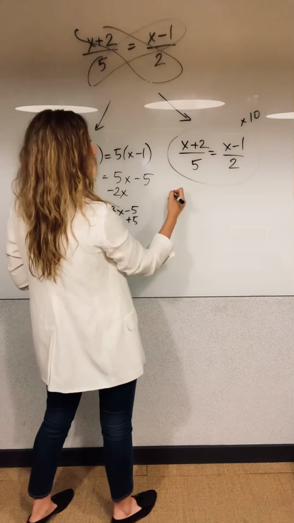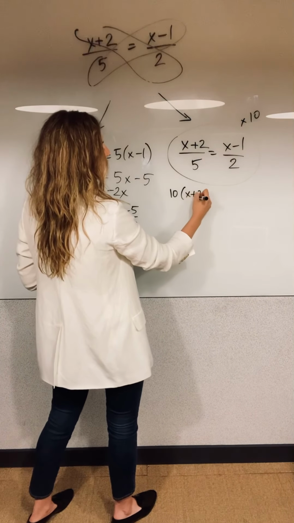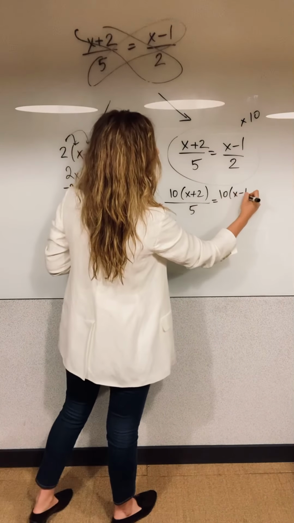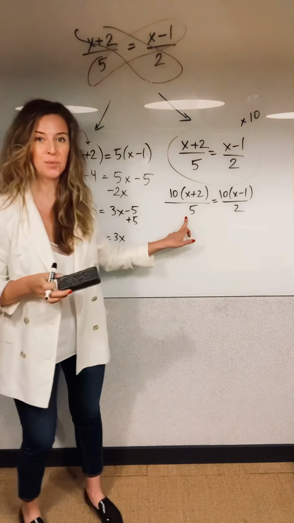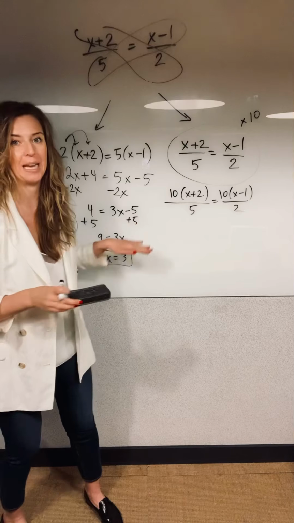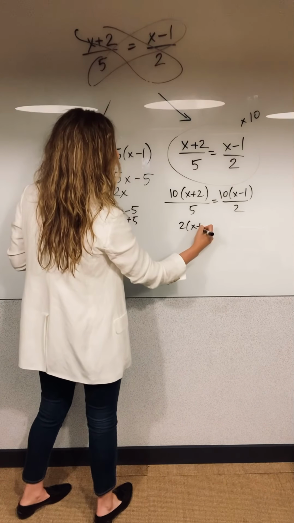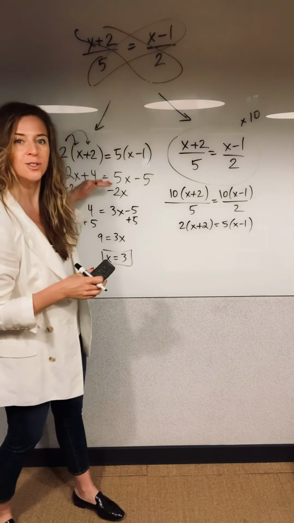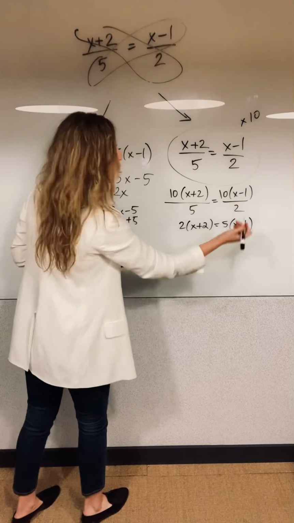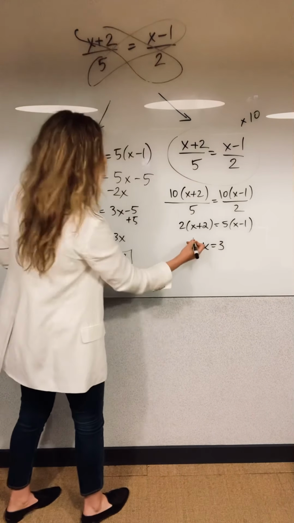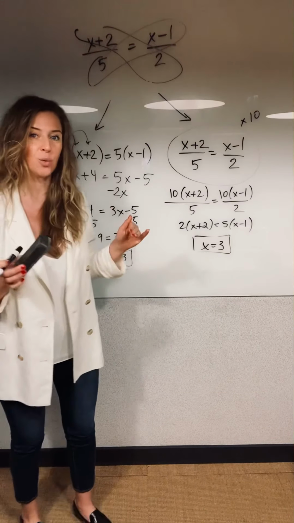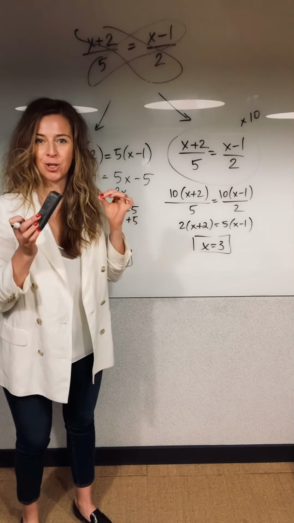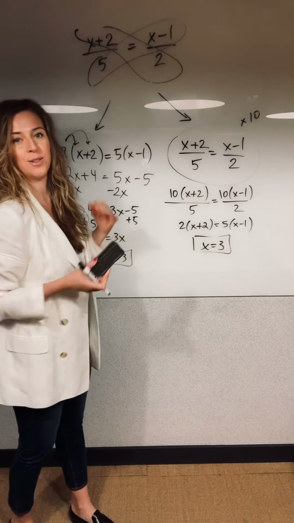So when we multiply by 10, what happens? 10 times x plus 2 over 5, and here 10 times x minus 1 over 2. So technically it will look the same, okay? So 2 times x plus 2 equals 5 times x minus 1. And it's exactly what we had here, just fast, right? So we will open parentheses and do the usual drill, and it will still be 3. It's not that this method is better than this one. Guys, the one that is the fastest is what you feel like, okay?